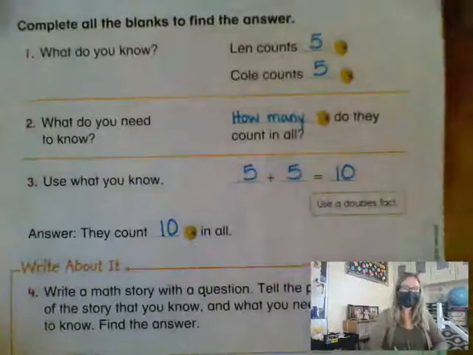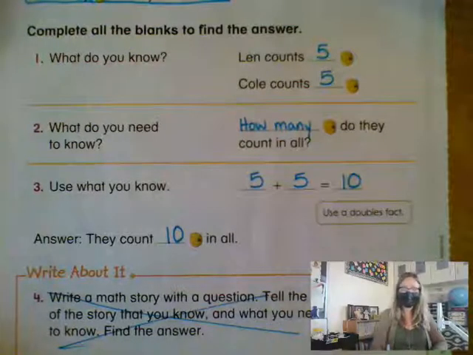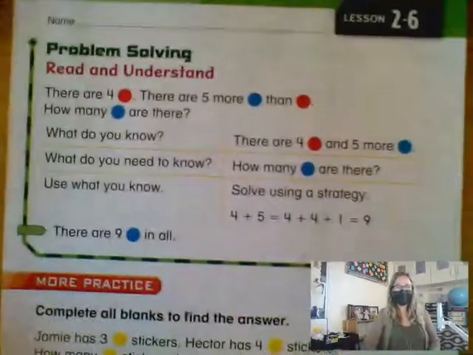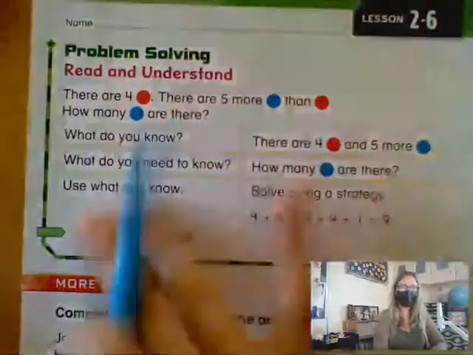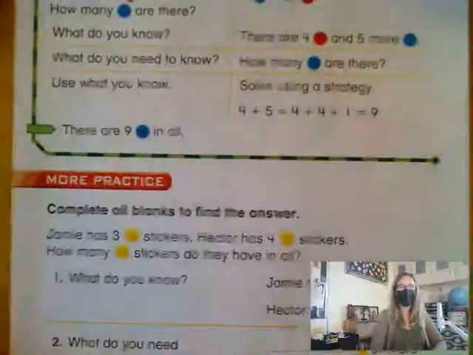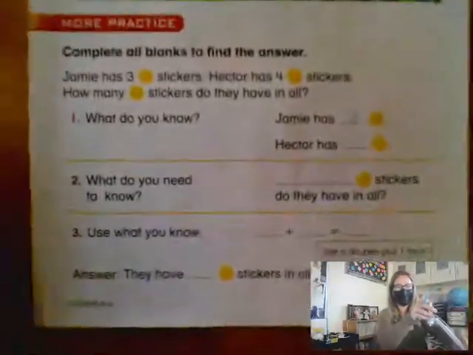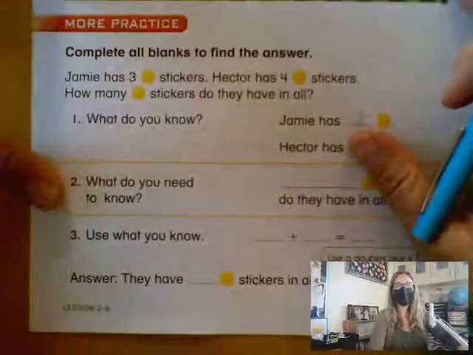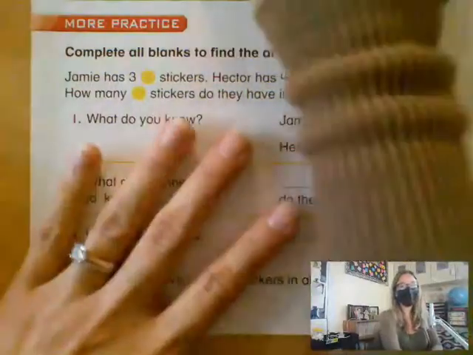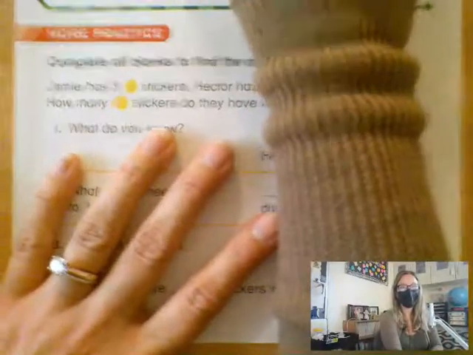Okay, the write about it part we're going to skip, so you can just put a little X, because they give us a lot of problems in these problem-solving chapters. And we're going to go on to the top of page 65. At the top here, they're just giving us another example, so we're going to skip that and go right to the more practice part, okay? Who would like to read this one nice and loud so that all of our friends at home can hear? Serafina, nice and loud.